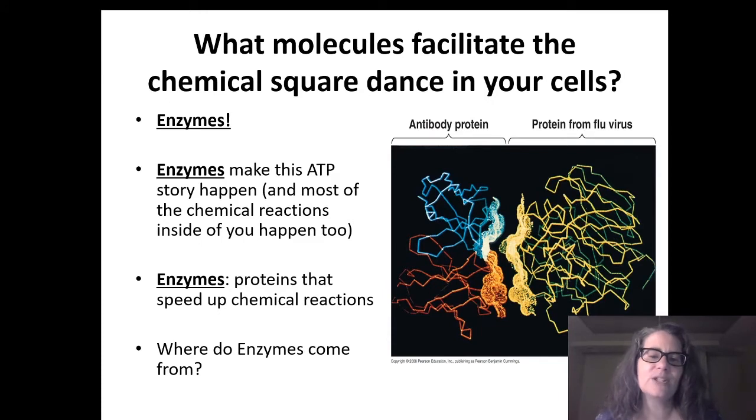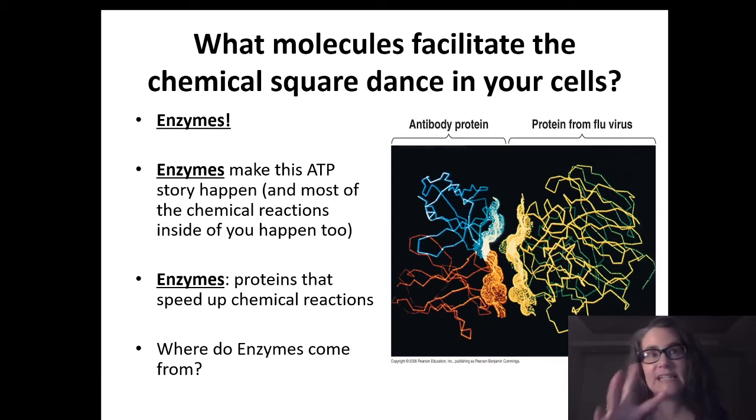Now, what kind of molecules facilitate this ATP story or all the chemical reactions that are happening inside your cells? I kind of think of it like a square dance where it's like swing your partner round and round. Your chemicals have to interact, and sometimes those interactions have to be facilitated or enhanced, or encouraged. And so the chemicals that do these kinds of facilitations are called enzymes. Enzymes are proteins. They're going to make the ATP story happen.